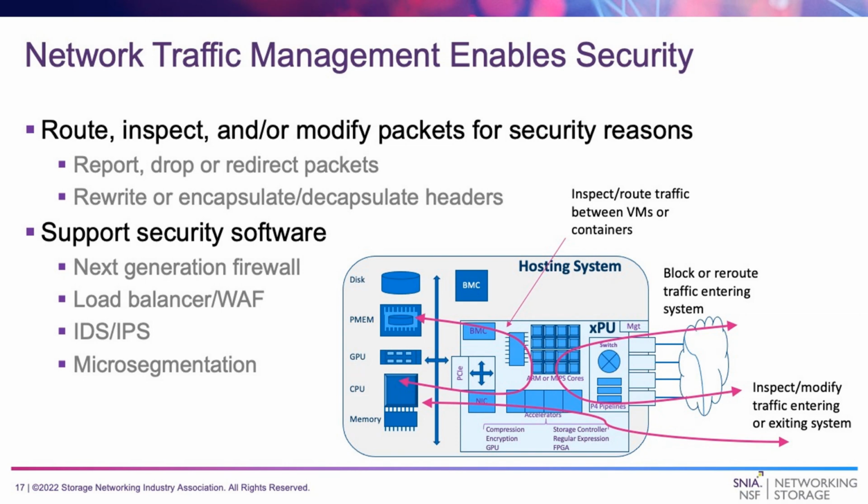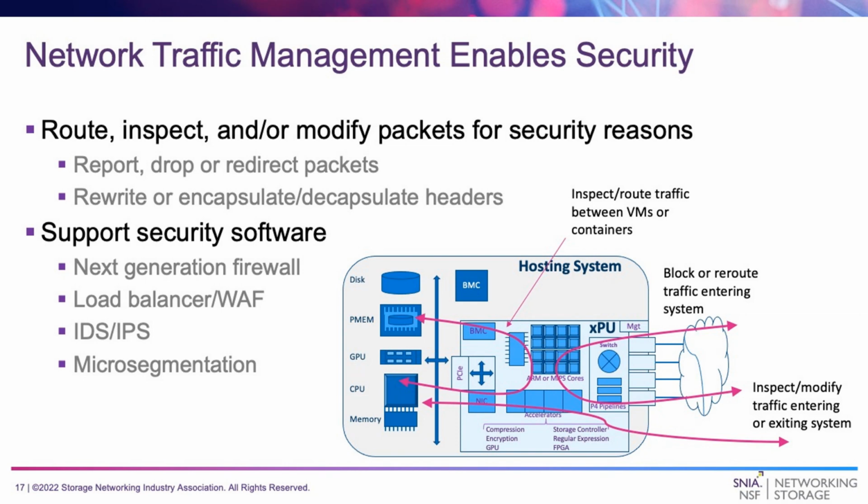If necessary, it can also rewrite or encapsulate or decapsulate the headers on the traffic coming in, which is important for things like overlay networks or virtual networks, but can also be used for security purposes as well. The xPU can also run security software or security software functions, or both. So you can have things like a next generation firewall, a load balancer with a web application firewall, intrusion detection and prevention systems, or microsegmentation software.